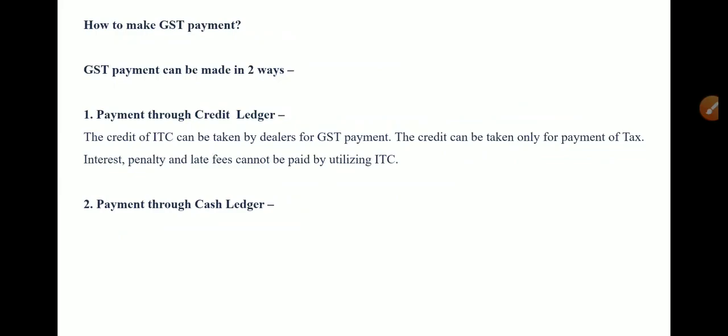Okay, so here, the credit ledger reflects what is self-assessed in monthly returns. Any dealer's self-assessments will be reflected in that credit ledger, and that credit in the ledger can be used to make a payment of tax only, and no other amount such as interest, penalties, fees, etc. Okay, and next, payment through cash ledger.